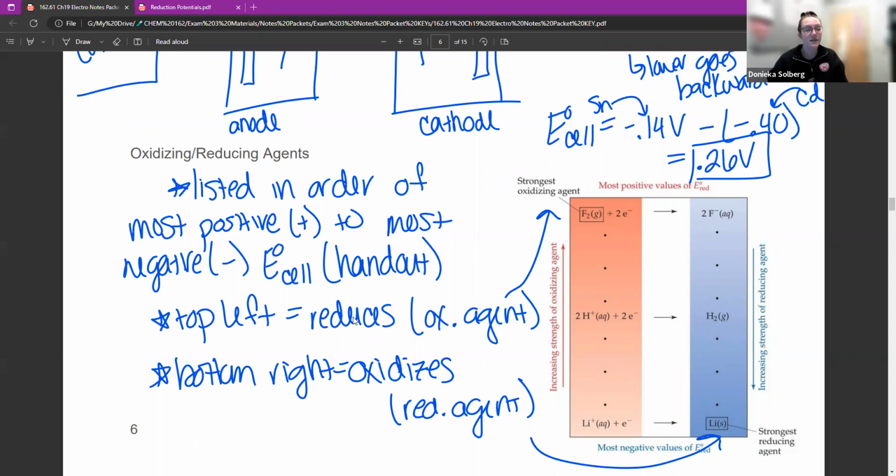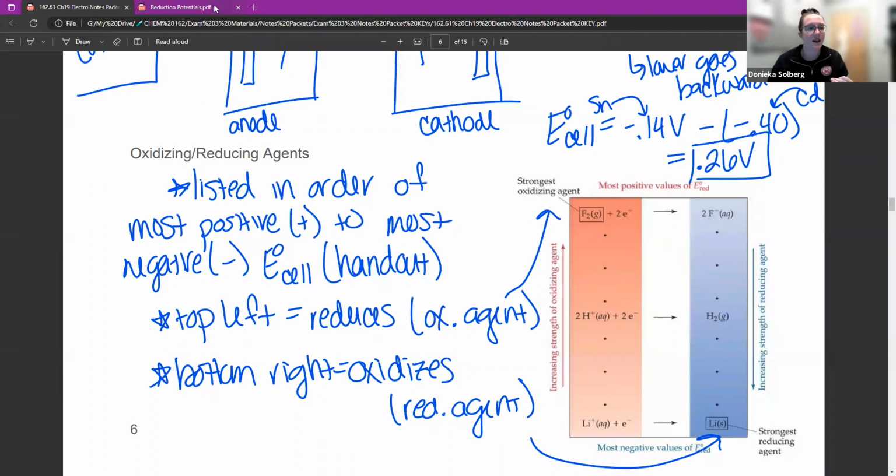So they are listed in that order, which means that the top left, because that's the one that gets reduced, is going to be a very good oxidizing agent. Remember, they're like opposites. And that means the thing in the bottom right, which is the thing that's usually going to get oxidized, is a very good reducing agent. So this kind of matches our list.